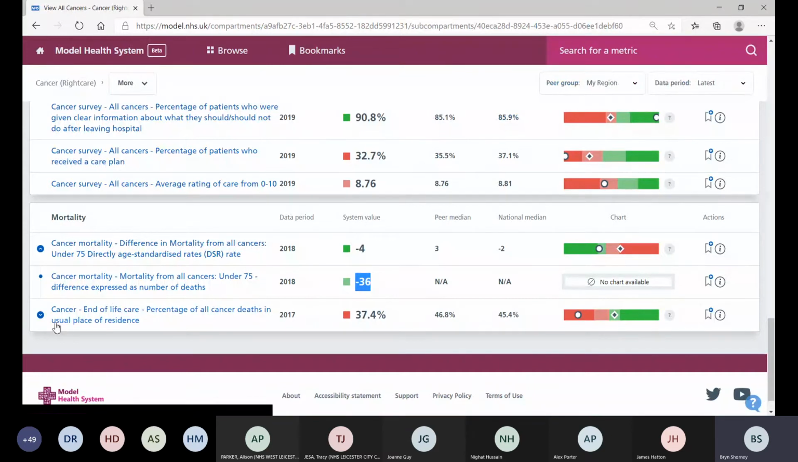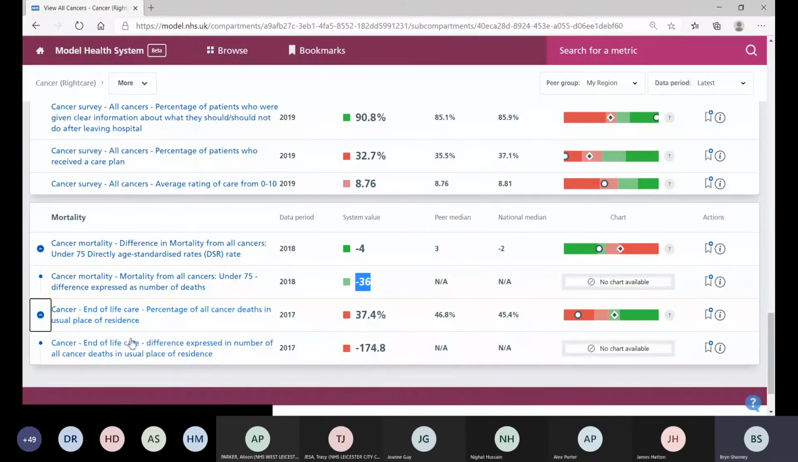We've also got the end of life indicator there, the percentage of all cancer deaths in usual place of residence, and you can see there that Birmingham and Solihull is at 37.4% compared to the national median of 45.4. Again, we can see that difference expressed in the number of people. If they move to the average, that would be an extra 175 patients who would die at home or their usual place of residence.